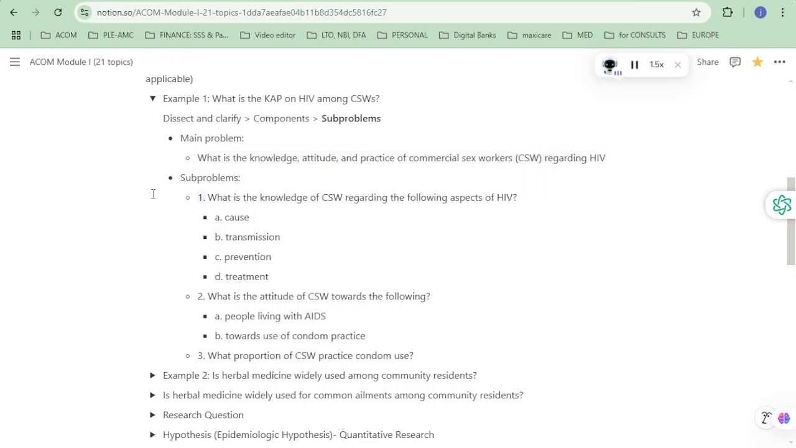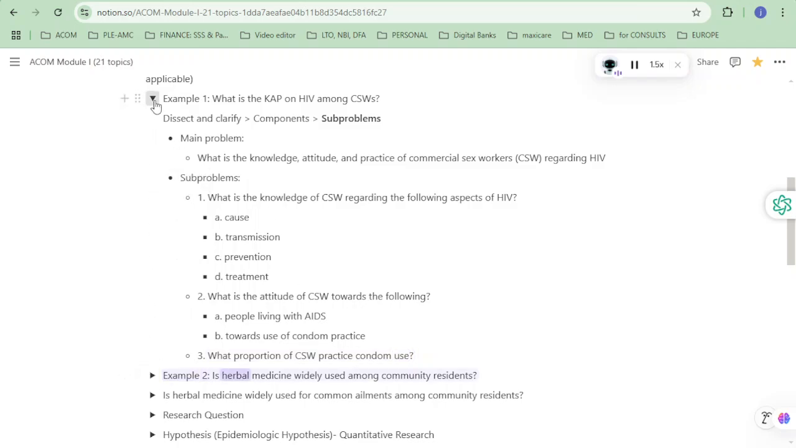Subproblems. 1. What is the knowledge of CSW regarding the following aspects of HIV? A. Cause. B. Transmission. C. Prevention. D. Treatment. 2. What is the attitude of CSW towards the following? A. People living with AIDS. B. Towards use of condom practice. 3. What proportion of CSW practice condom use?